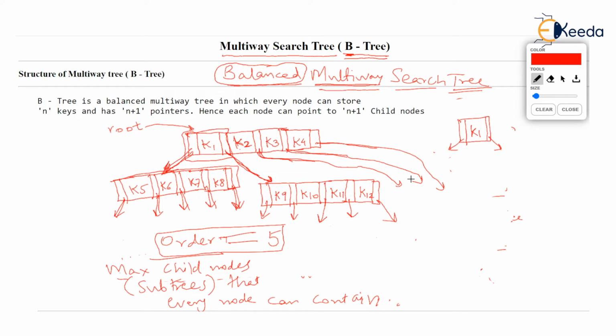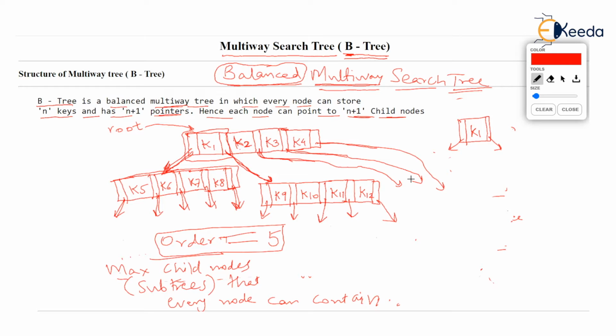Now further, as we have seen here, let's see the definition. I'm pointing out to this, the sentence written on the top. B tree is a balanced multiway tree. Still, I have not explained what do you mean by balanced, but I hope you have understood why it is known as multiway tree, isn't it? In which every node can store n keys. Like in this tree, every node can store 4 keys and definitely has n plus 1 pointers. So if there are 4 keys, then every node will have 5 pointers. Hence, each node can point to n plus 1 child nodes, maximum n plus 1 child nodes. Okay, so the order will be n plus 1, isn't it?